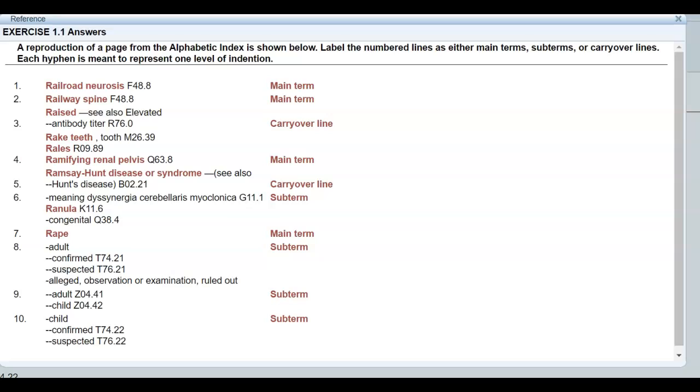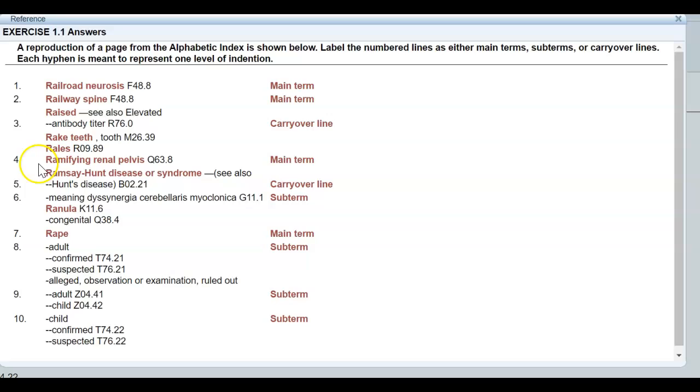So let's just start here with number one. As you can see, it's main term, it's flush to the left, okay? So the same thing with number two. Now number three, what we're looking at here is the second line that I have the little circle here, but it says raised, see also elevated antibody titer. So it's a carryover line because we have not finished everything with that first line. So it's a carryover, okay?